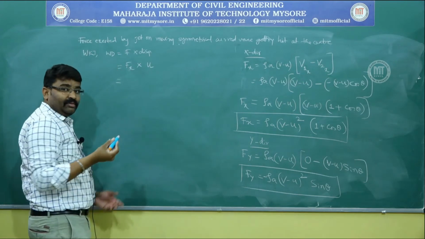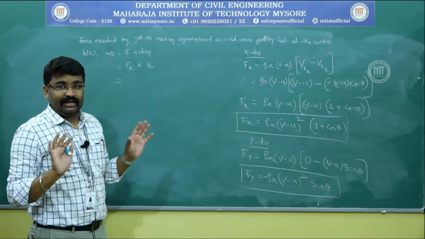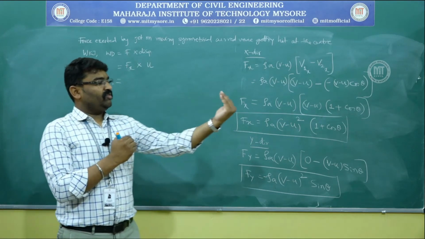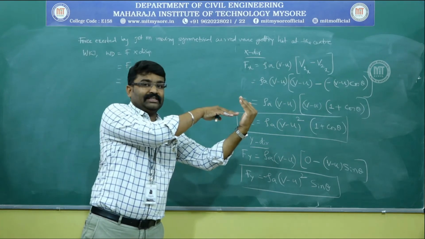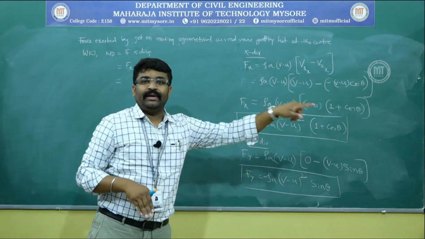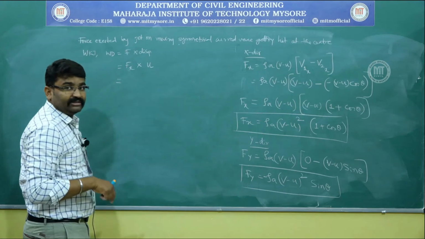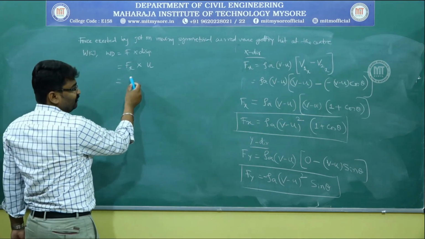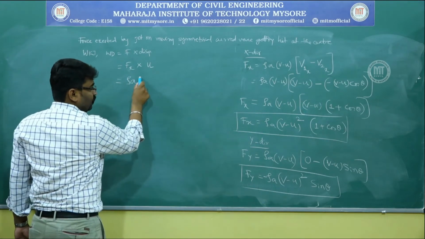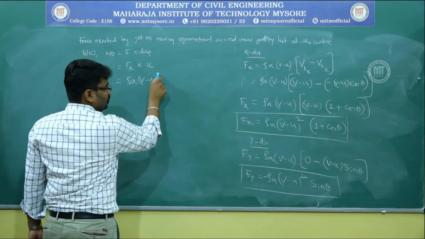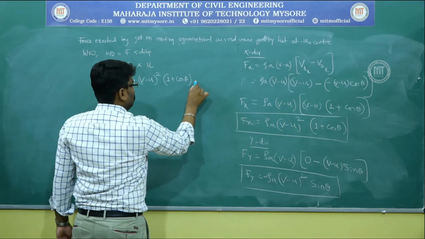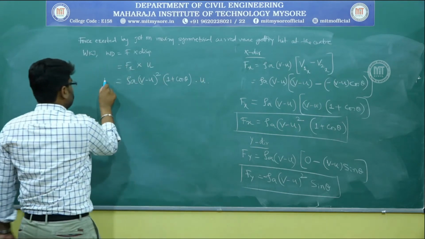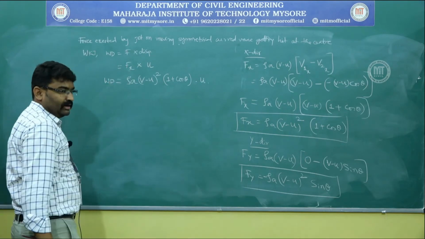So why not v? Because v is not doing anything here. The vane was already moving with a velocity of u. The jet only tried to match its velocity so that it meets the vane with a relative velocity v minus u. So Fx from the equation is rho a v minus u whole square into 1 plus cos theta, whole multiplied by u. This is nothing but work done.